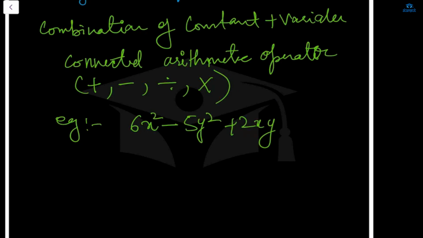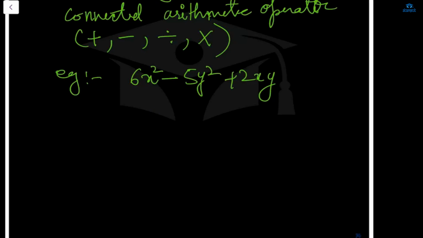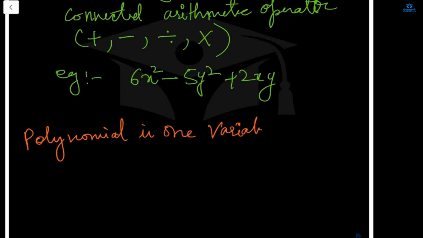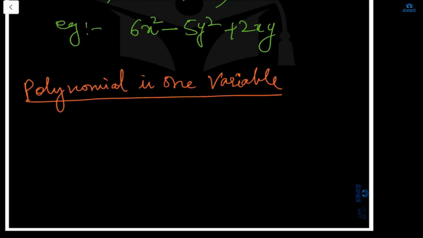Why did I explain this? Because these are going to be used in the definition of polynomial. Now we are going to see what is a polynomial in one variable. A polynomial is an algebraic expression that involves one single variable, and the exponent value, or you can say the power value, should be a whole number, a non-negative integer.